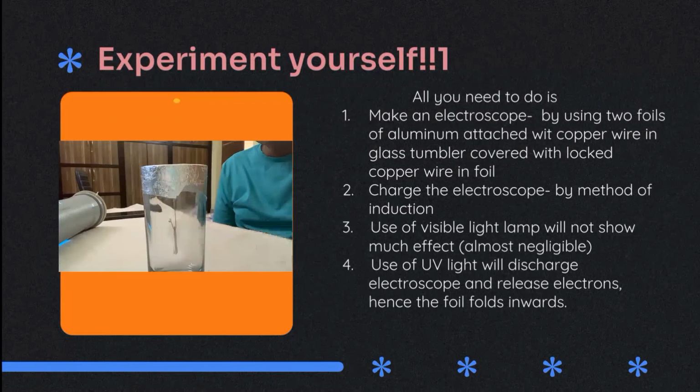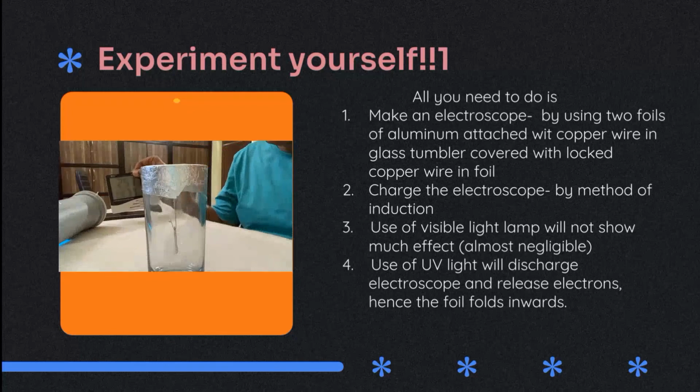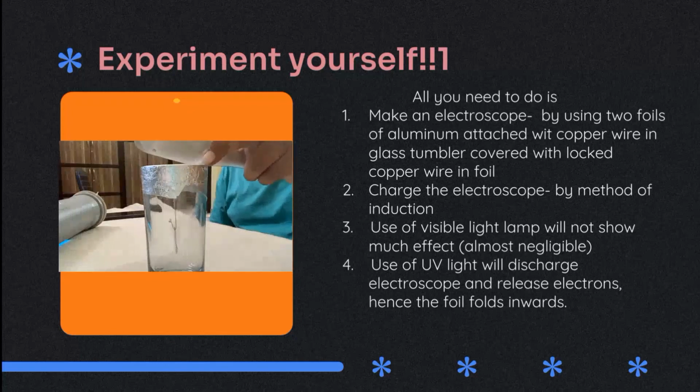We can also demonstrate the effect on our own at home itself. Just follow the steps given below and observe for yourself.